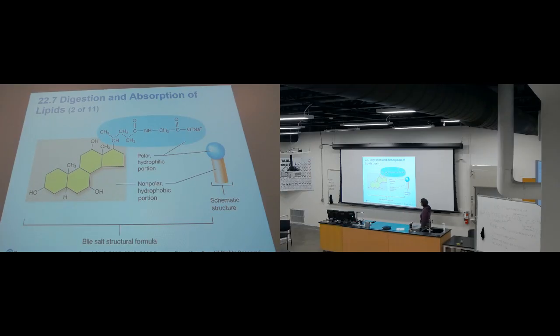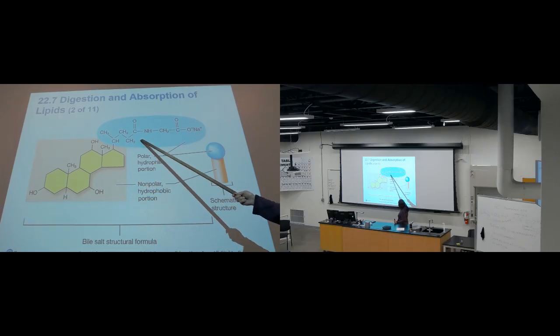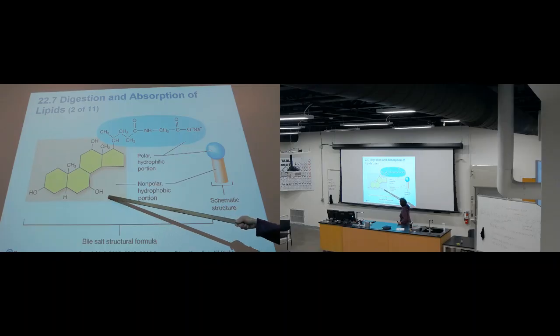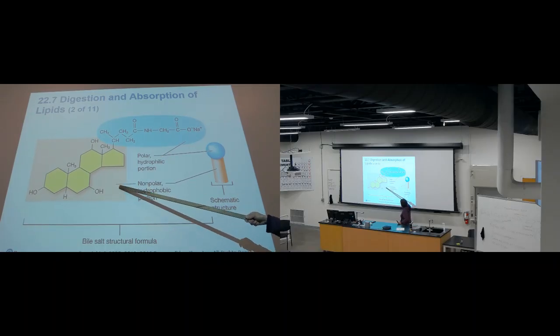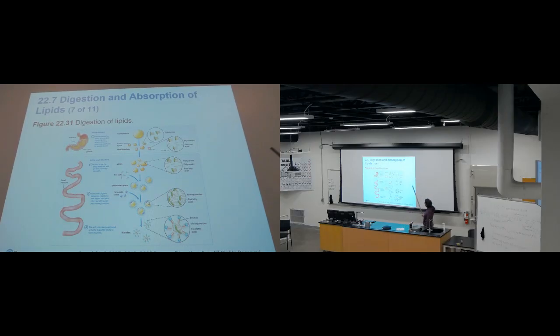And now here we have the structural formula of bile salt. So it is made by this chemical structure with several rings that looks like cholesterol. So actually bile salts are cholesterol-based. And then it has this polar hydrophilic portion. This is non-polar. So this is the lipid part that does not interact with water, while this one is the part that interacts with water. So this is how bile salt looks like. So this will help to break down the lipids.